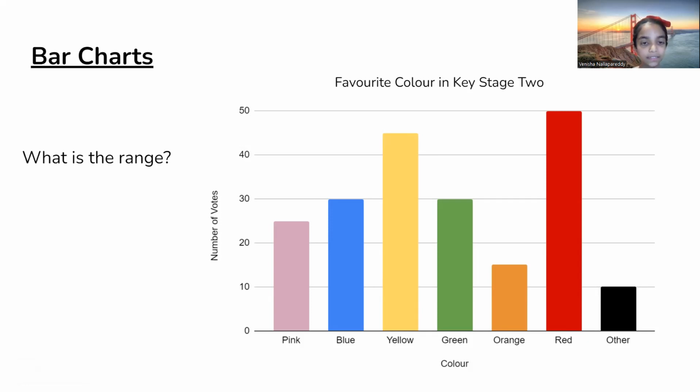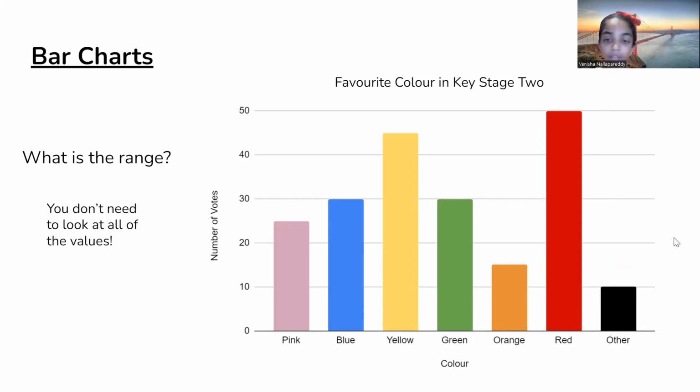So notice how they're all going up in tens. So what is the range? You don't need to look at all of the values. So what this means is, like I just said in the previous slide, range is all to do with the highest number and then the lowest number. So what is the highest bar here? Well, if we look, it's obviously red. And then what's the lowest bar? It's obviously the other bar.